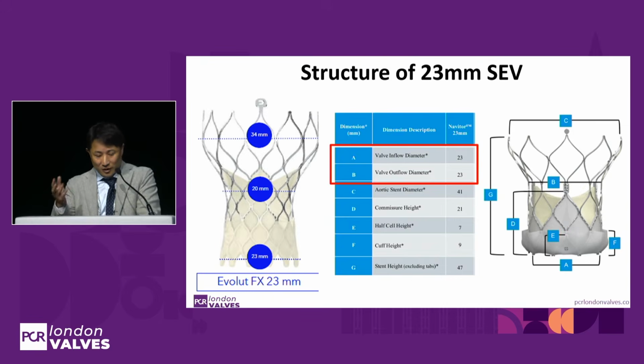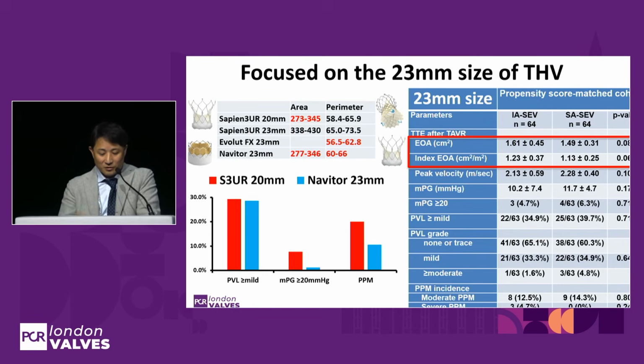And again, I would like to show the importance of the design of the bioprostheses. If we choose a supraannular design self-expandable valve, the distal part is 23, but the waist is 20. But the intraannular design, called Navitor, has a distal part of 23, and the outflow is also 23. And the difference is we focus on the 23 millimeter size of the THV. For example, this patient has 277 millimeter square.